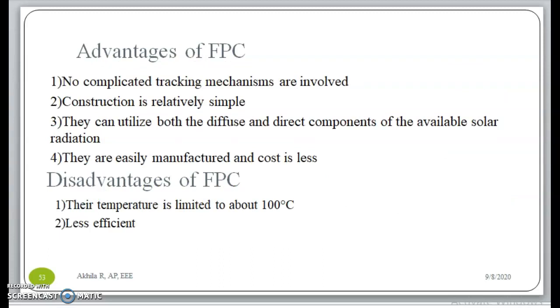So let's just see the advantages and disadvantages of FPC. The advantage is that no complicated tracking mechanisms are involved and the construction is relatively simple. And we have two types of solar radiation, beam and diffuse. Both can be utilized in this particular type, and manufacturing is easy and the cost is less. The disadvantage is that it has a temperature limitation of only 100 degrees Celsius and it is comparatively less efficient.